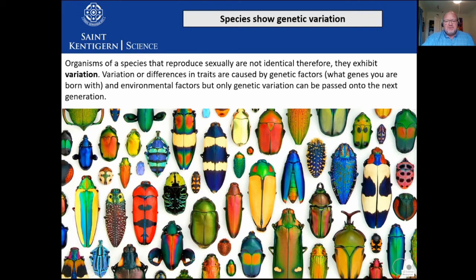The human race will simply die away. But luckily there's people who are more resistant and people who are less resistant. Okay? Now, organisms of a species that reproduce sexually are not identical. Therefore, they exhibit variation. And variation or differences in traits are caused by genetic factors.